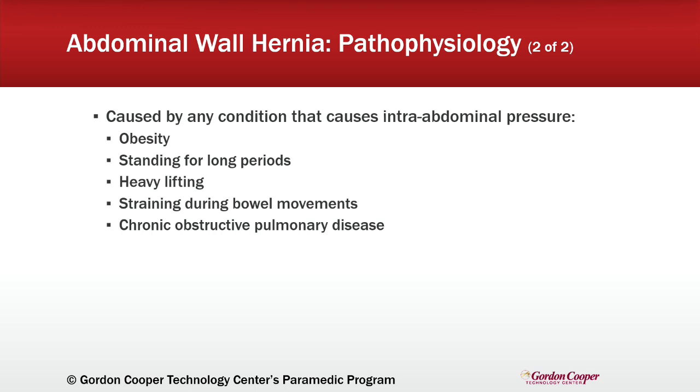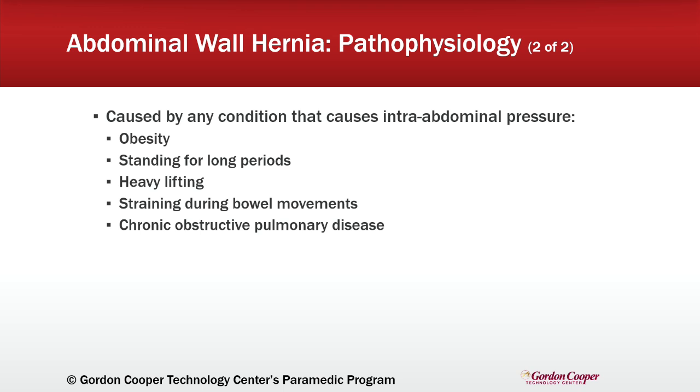Any number of things can cause a patient to have a hernia, but generally it's associated with increases in intra-abdominal pressure, such as that which happens with really obese patients that stand on their feet a lot, or the ones that do heavy lifting. Straining, having bowel movements can contribute to this, and the things that you don't necessarily associate with this, but chronic obstructive pulmonary disease, or COPD, can lead to this as well because of that increased pressure.